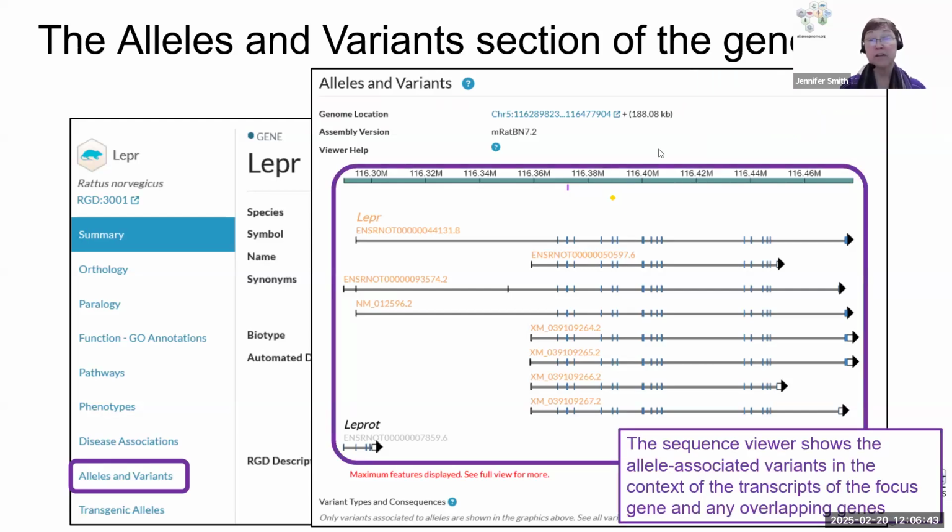So right below that, there's a sequence viewer that shows you the allele-associated variant. So that's these two icons right here in the context of the transcripts of the focus gene. So LEPR, that's the gene page that we're on. So that's our focus gene, and also transcripts of any overlapping genes that are in the area. So here we see that the LEPR overlapping transcript gene is, not surprisingly, in the same region and is shown in this view.